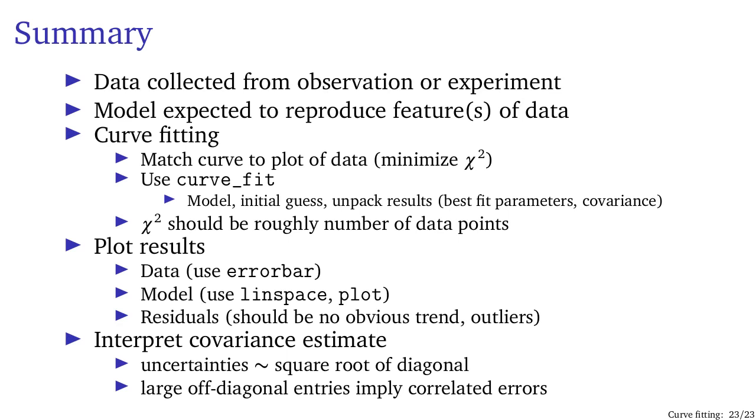So to sum up, at the beginning of the data analysis process, you have to have some data to work with. That means you're collecting something from observation and experiment. What we're ultimately hunting for in the end is a model that's expected to reproduce some feature of the data. And we can construct that model reasonably easily, especially for simple physical systems, by curve fitting. What that means is matching a curve to a plot of the data. And a very common and very versatile and very powerful way of doing this is by minimizing the chi-square statistic.